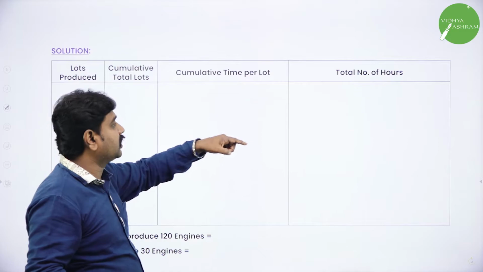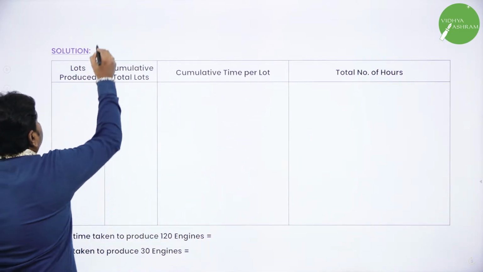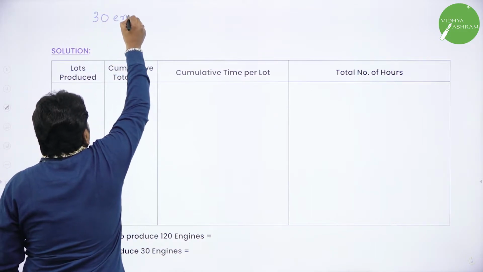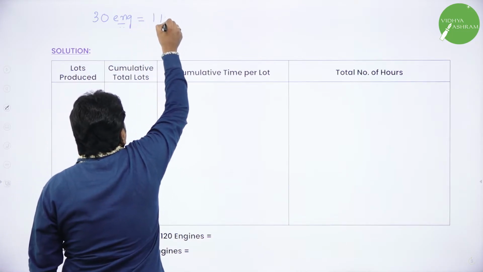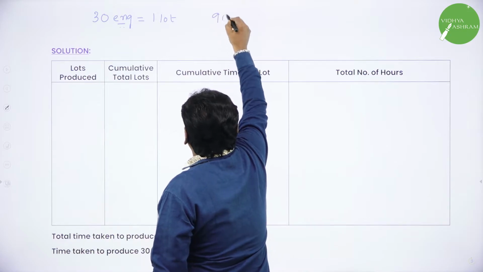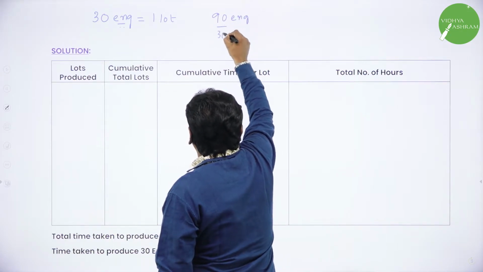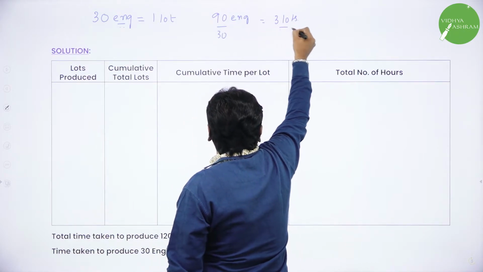Now we are measuring in lots, total number of hours. For the first lot, they told 30 engines. I am assuming 30 engines is equal to one lot. This is my assumption. And they want 90 engines. 90 engines means how much? 90 divided by 30 is equal to 3 lots. So 90 engines becomes 3 lots.